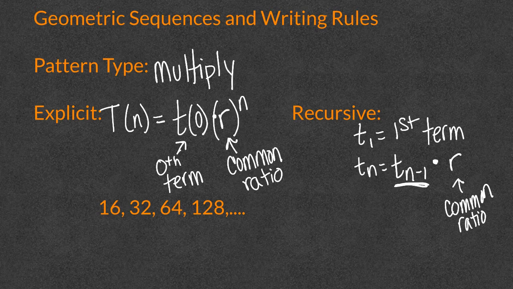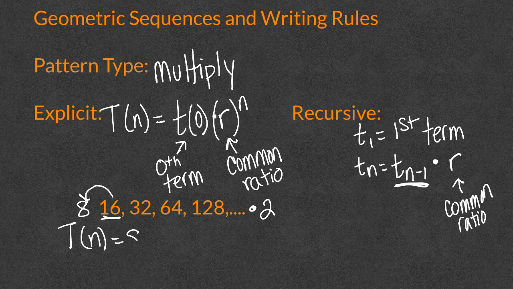So to write an explicit rule, we're going to start off with T of n equals. Now I need to know the 0th term. This 16 is my first term, so I actually need to go backwards. So I've got to figure out what this pattern is. How do I get from 16 to 32 to 64 and 128? I'm simply multiplying by 2. So if I have to go backwards, I'm going to multiply by 1/2. So my 0th term is going to be 8.